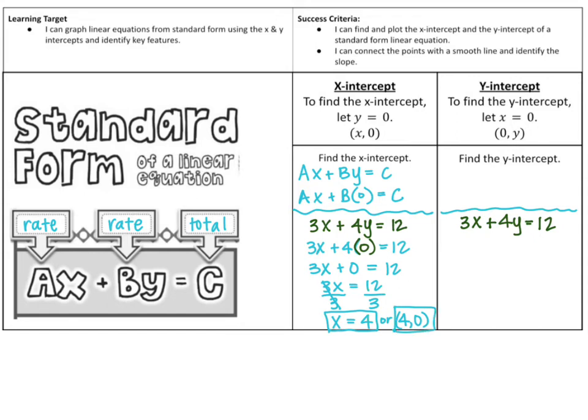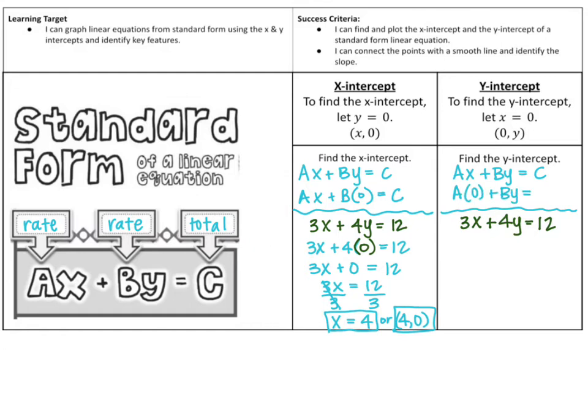Now let's look at finding the y-intercept. To find the y-intercept, we're going to let x equal 0. So it's the opposite of the x-intercept. Okay, and when you're looking to find the y-intercept, you plug in 0 for the opposite letter x. And remember, we write that as 0, y. So this time, if we have ax plus by equals c, we're plugging in 0 for the x, and everything else stays the same.